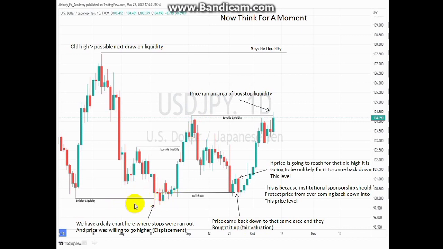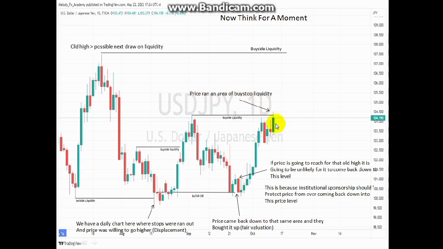Price was bought up right here. In other words, price was first accumulated down here, created a displacement, returned to fair valuation, and they bought it again down here. Price created another displacement, came back the third time, and they bought more positions right here. Okay, so now this is where it gets tricky.